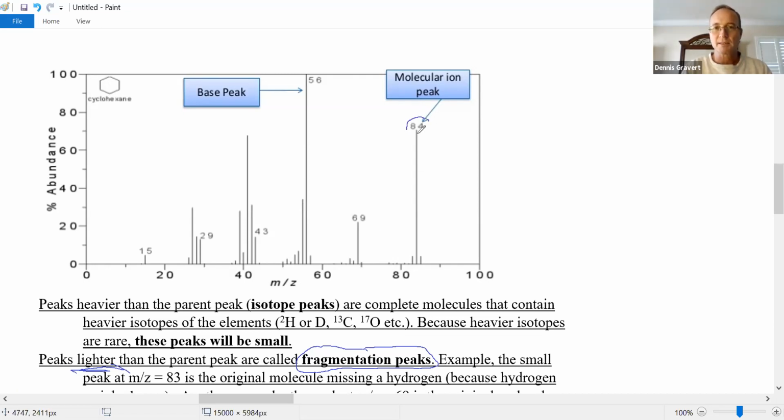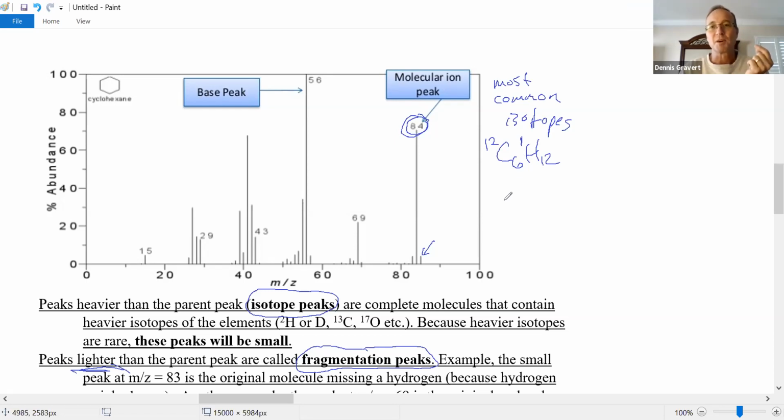Wait a minute, we got this mass of 84. What's this mass over here? How can you have something bigger than the original molecule? Well, these are isotopic peaks, or just isotope peaks. The biggest molecular ion has the most common isotopes. So it's C6H12 in this molecule. And to get mass 84, that's where every one of those 12 hydrogens has no neutron in it. It weighs 1 mass unit. And every single one of the carbons is carbon-12.